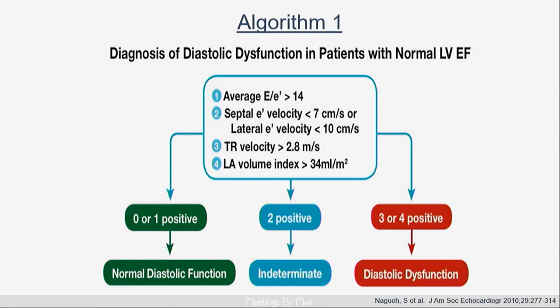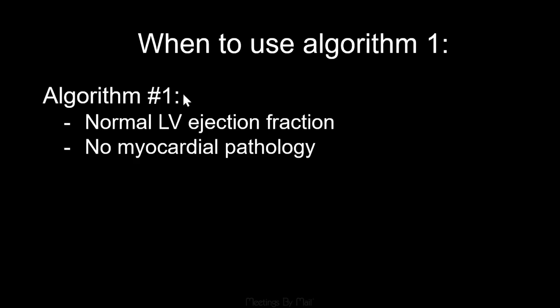So as Dr. Klein showed earlier, this is our current algorithm that we use. As sonographers, we typically focus on this group here of the E to E prime. We look at our E lateral and septal E prime velocities, TR velocity, and also our LAVI. Who uses algorithm 1, or how do we use algorithm 1 for our patients? It is typically going to be those with normal LV ejection fractions and no myocardial pathology. So in our case at the Cleveland Clinic, not many patients actually fall into this algorithm 1 category.